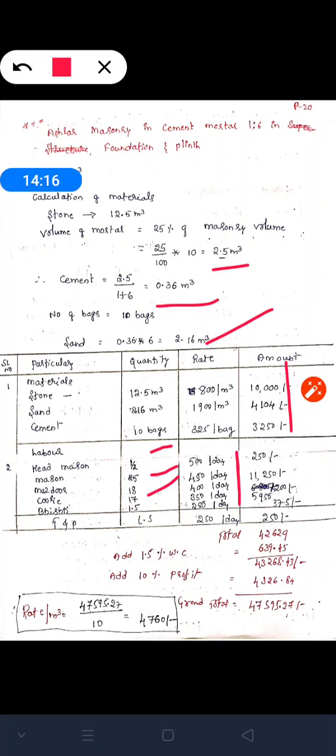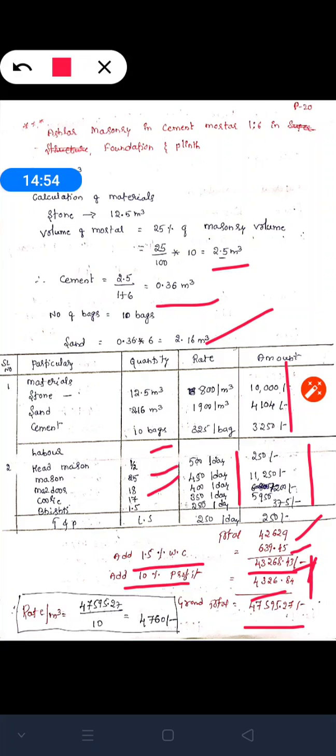And these are the rates for the different types of labors per day. Then we got the total amount, around 42,629. For this I added 1.5% of water charge. After adding 1.5% of water charge, I got 639.45. Then I added 10% of contractor profit for this amount, and I got 4,326.84. Then I added these two amounts here, and I got the grand total.